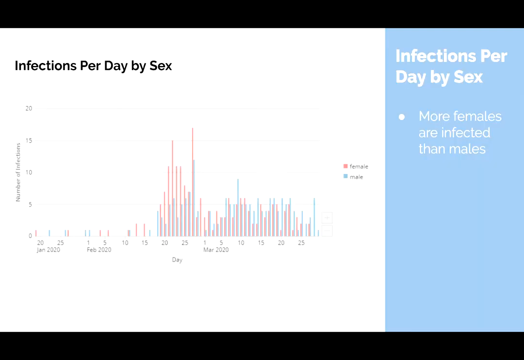Then I looked at infections per day by sex. As you can see on the graph, there's a very large increase in infections, and during that period, females almost double in amount of infections than males. And throughout the graph, you can see that they are typically higher than males.